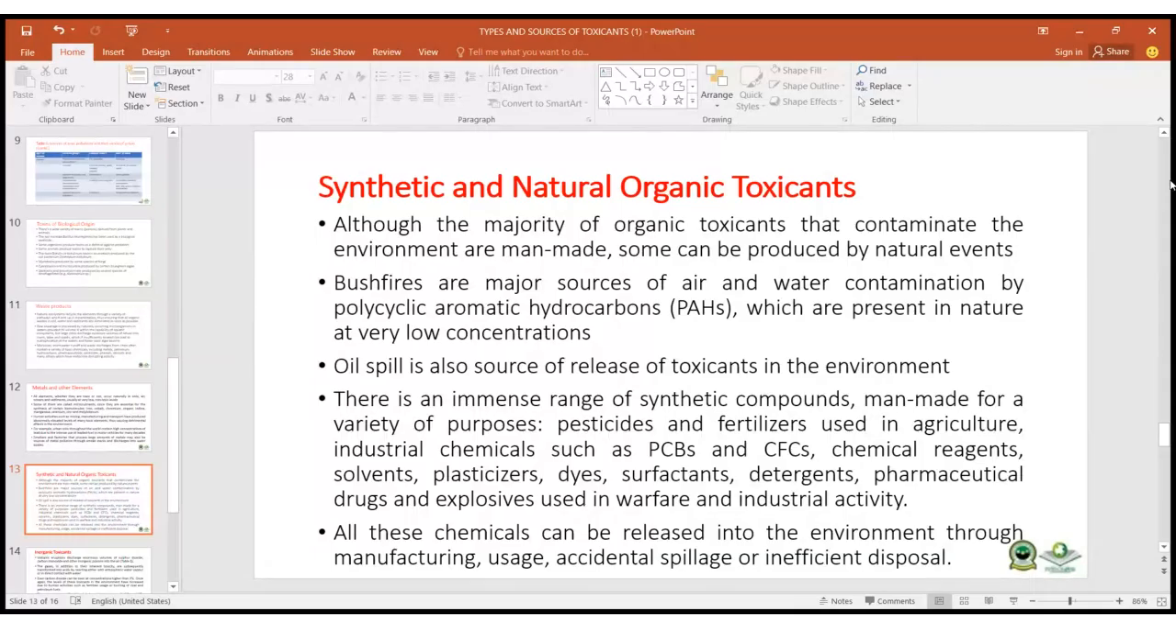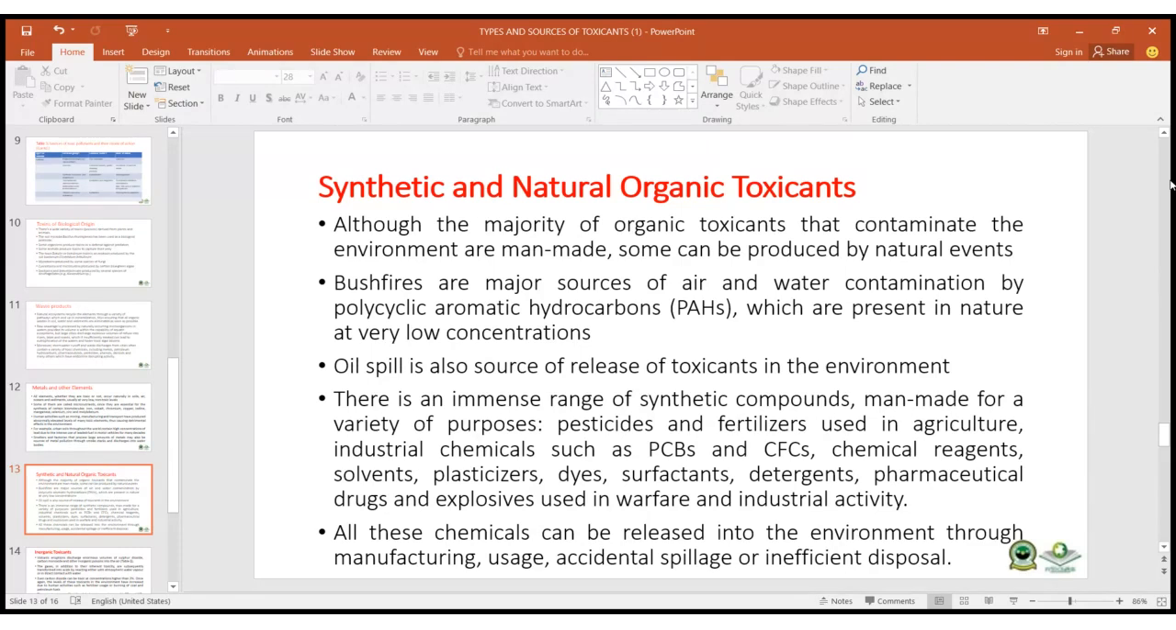So the next one is the synthetic and natural organic substances, organic toxicants. Although the majority of organic toxicants that contaminate the environment are man-made, some can be produced by natural events. That's what we're talking about. Some of them can be produced by natural events. We talked about the bush burning, the bush fire, which are major sources of air and water contamination through the release of these polycyclic aromatic hydrocarbons, or what we refer to as PAHs.